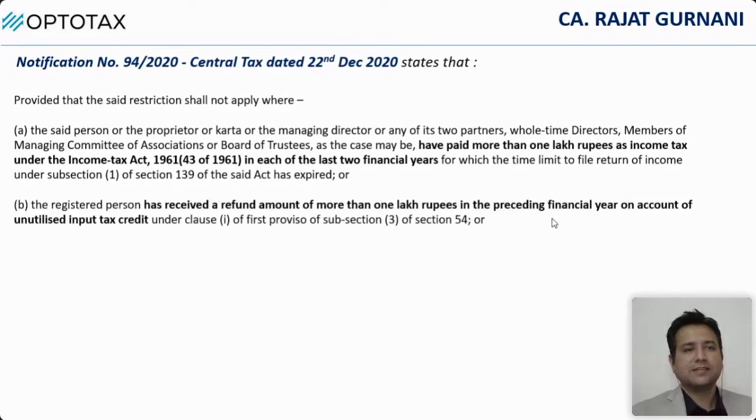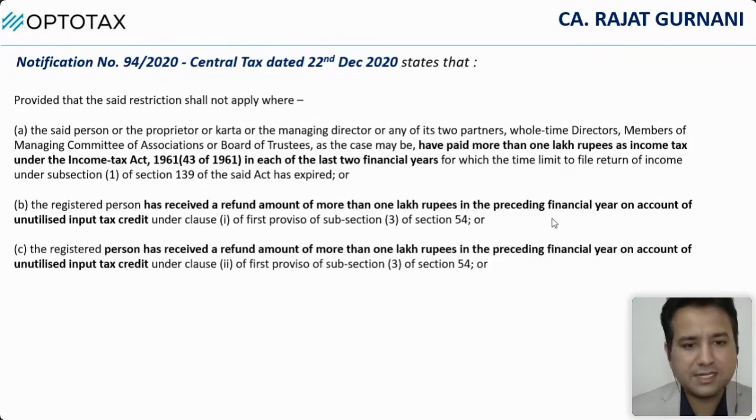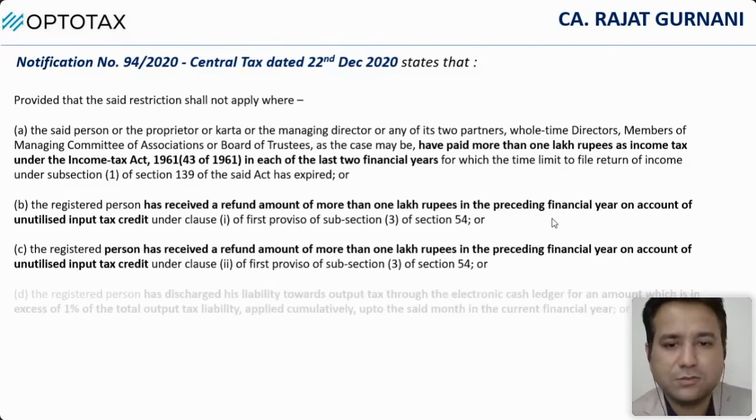Another point: the registered person has received a refund amount of more than 1 lakh rupees in the preceding financial year on account of unutilized input tax credit under clause 1 of subsection 3 of Section 54. We'll discuss this provision also. Generally, it is saying that Rule 86B does not apply to 4 kinds of people. Who are they? Those who have paid income tax of more than 1 lakh rupees, and those who have received a refund of more than 1 lakh rupees under these 2 clauses. There are 2 clauses in Section 54 subsection 3. I will tell you what those clauses are.